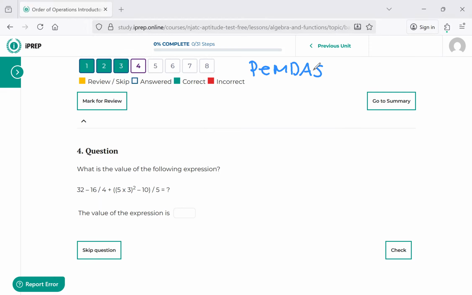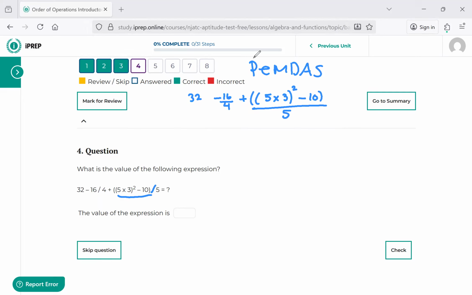Then what I'm going to do is the division, the slanted division, I'm going to rewrite that. So it's going to be 32 minus 16 over 4, plus parentheses 5 times 3 squared minus 10. Now, this is all over 5. So this slanted line is all over this whole thing. Okay, so I rewrote it.